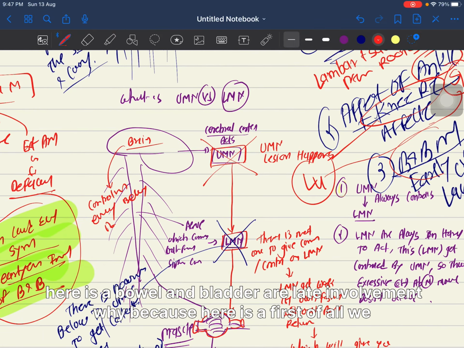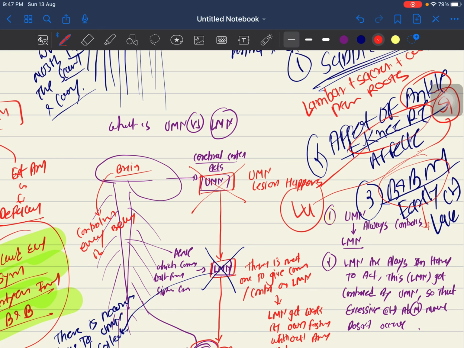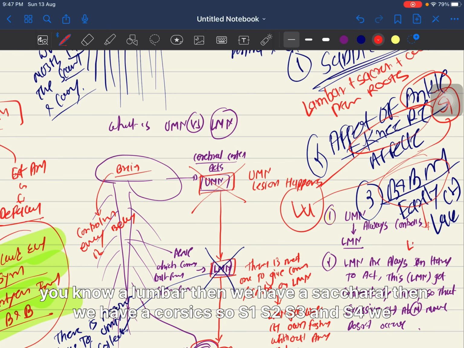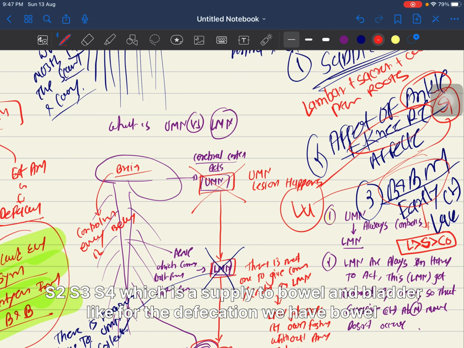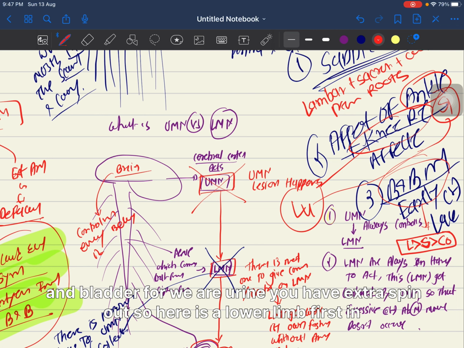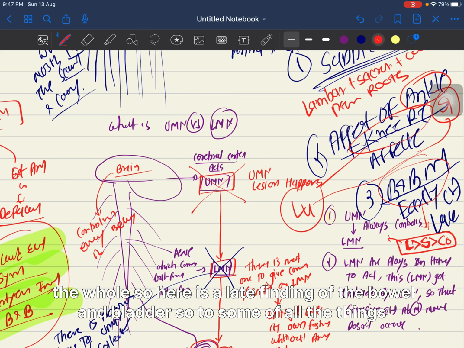And here the bowel and bladder involvement is late. Why? Because first of all the lumbar roots are involved, then the sacral, then the coccyx. So S2, S3, S4 supply the bowel and bladder: for defecation the bowel, and for urine the external sphincter. So here the lower limb is involved first, so the bowel and bladder finding is late.